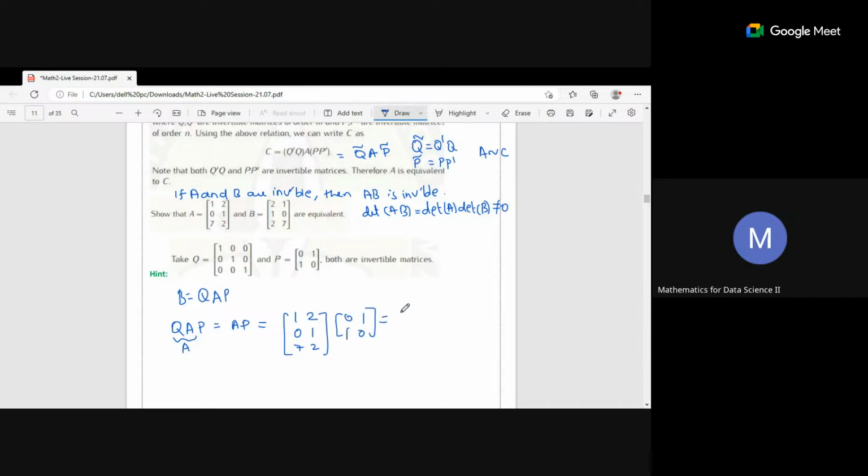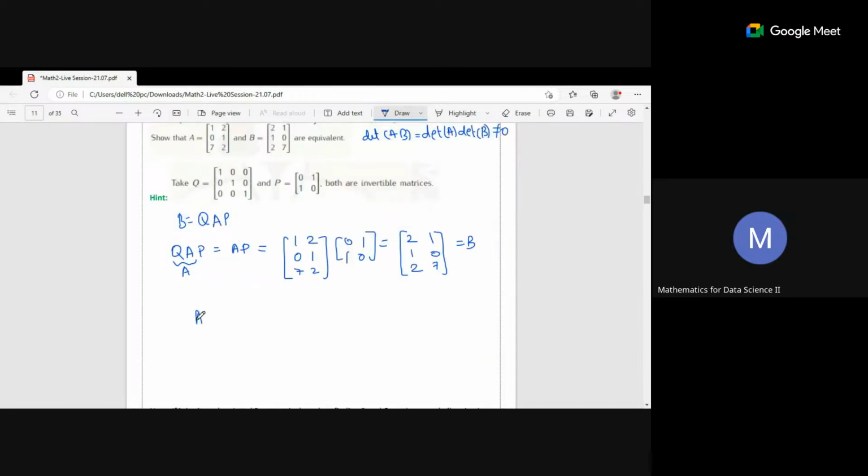Let us multiply and see what we are getting. First we are getting 2, 1, 2, and then 1, 0, 7. And this is nothing but your B. So did we get that B is equal to QAP? Yes. So we can say that A and B are equivalent.